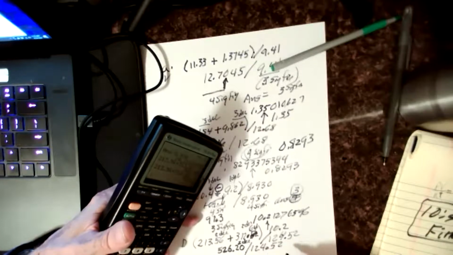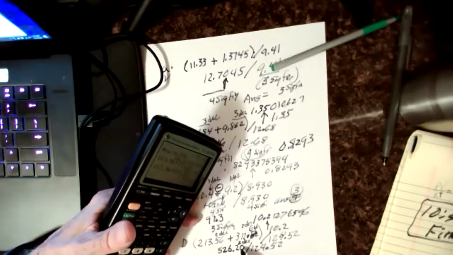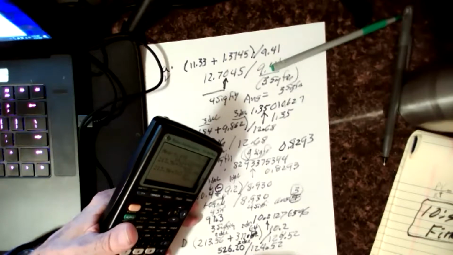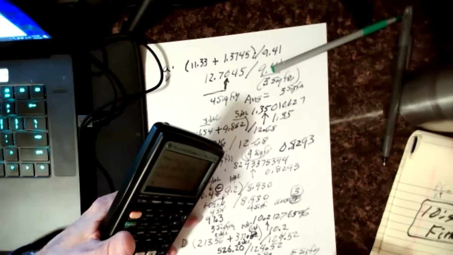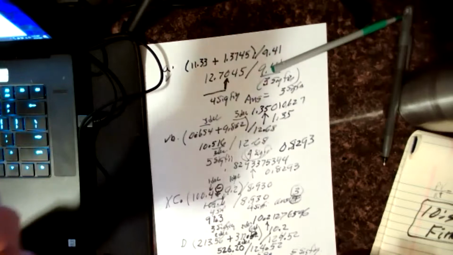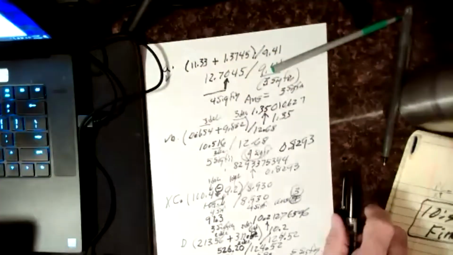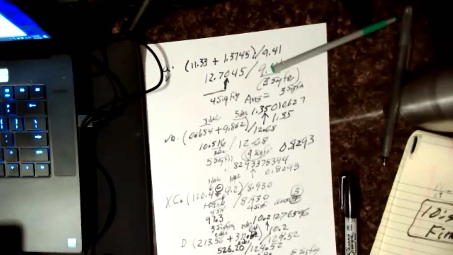124.52. Now, in the division, I've got 1, 2, 3, 4, 5 sig figs here. And 1, 2, 3, 4, 5 over here. The answer should have 5 sig figs. Okay, it doesn't. So there goes my theory. Okay, so I've got this number.